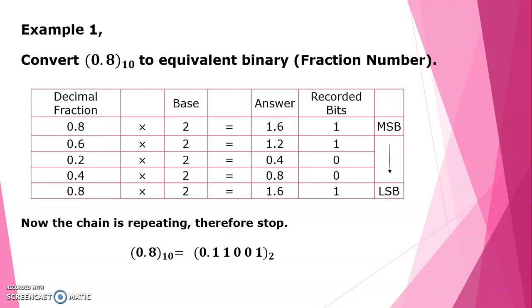Now we will discuss the example. So we have to convert a decimal to binary. So this is 0.8. That means it is a fraction number. So first we have to multiply the fraction, that means 0.8 into 2. So what is the answer? 1.6. So we have to record the first bit, that is your 1. You don't have to write the 6. You have to only write the first digit before the decimal point.